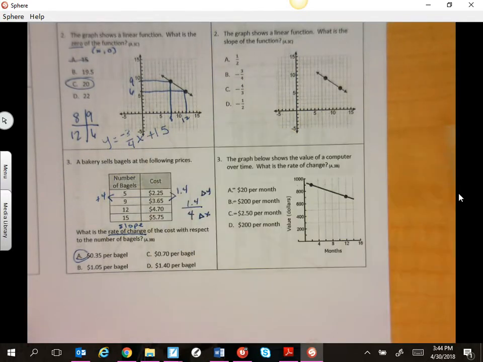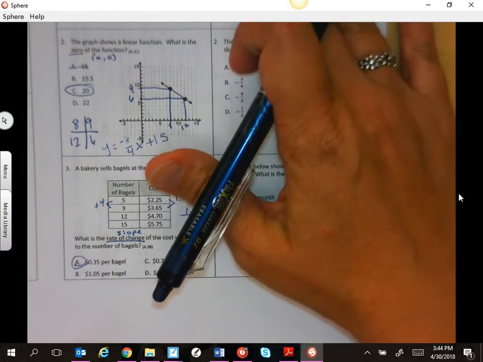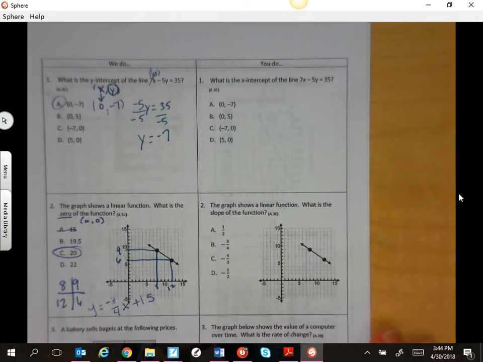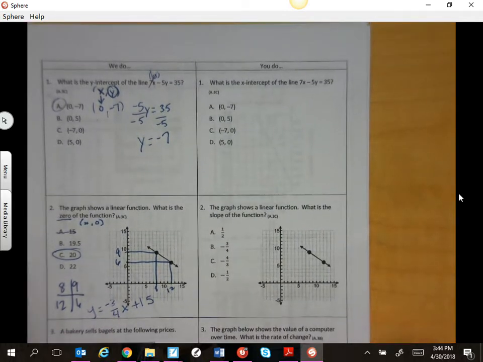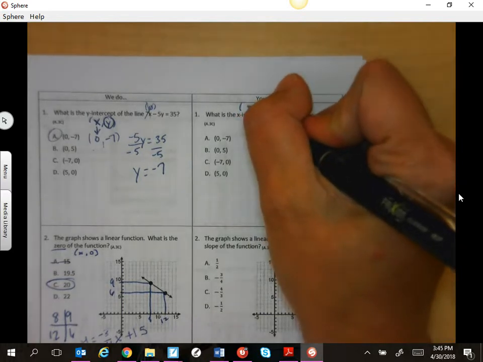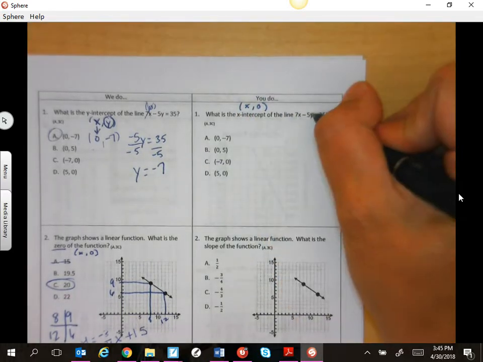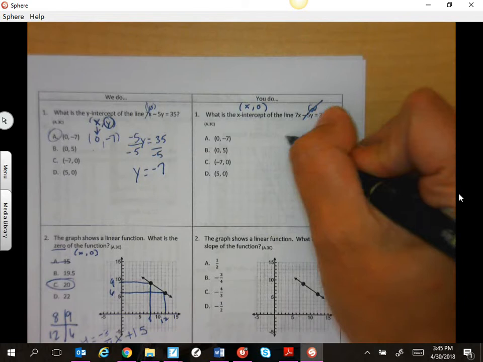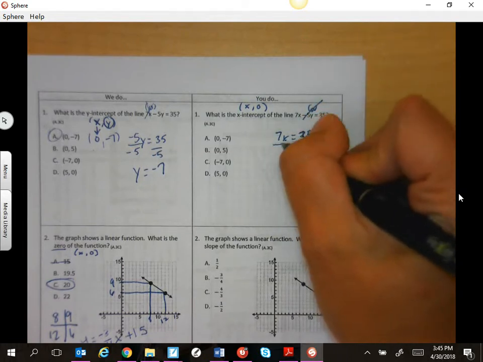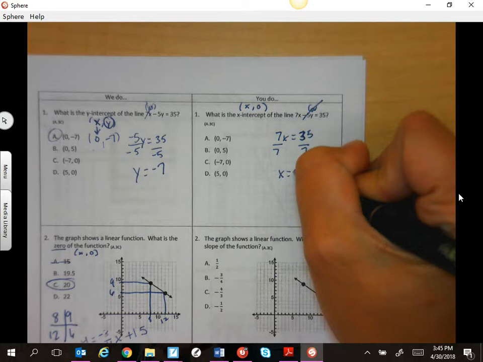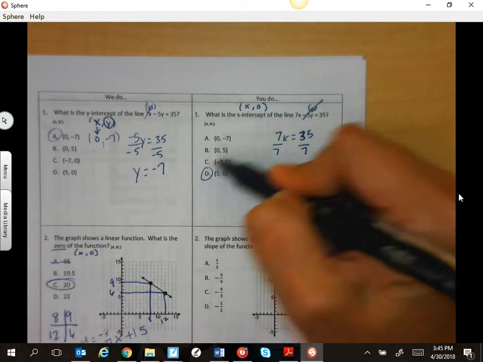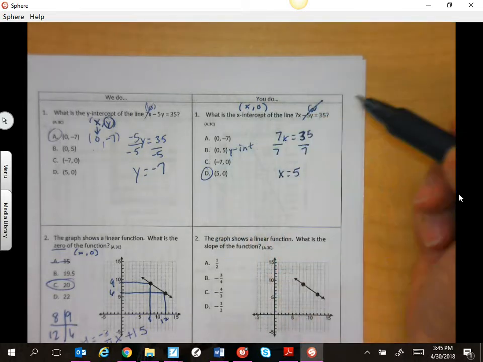Okay? So go ahead and pause it, do all of the you do's, and then you can answer the questions in the computer, and then I'll go back over it. Welcome back. X-intercept is going to be the x value when y is 0. So if I put 0 here, this goes away. 7x equals 35. Divide by 7. X is 5. Remember, 5, 0. Don't choose B. This is a y-intercept. We want an x-intercept.